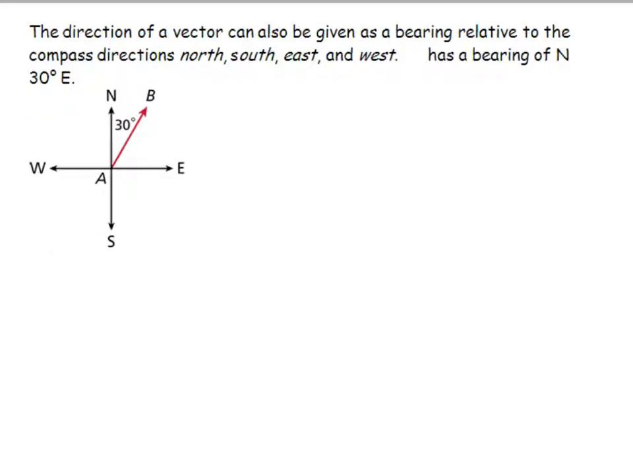Okay, the direction of a vector can also be given as a bearing relative to the compass, so north, south, east, and west. So if we're looking at this picture here, vector AB has a bearing of north, so it's going north, and then from that axis, it's actually going 30 degrees. So it opens up 30 degrees from north, so it's facing north and then we tilt 30 degrees off to the east, so it's north, and then 30 degrees east.